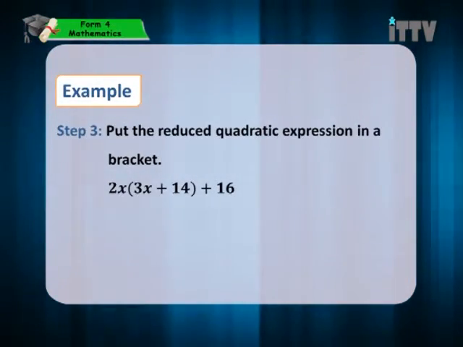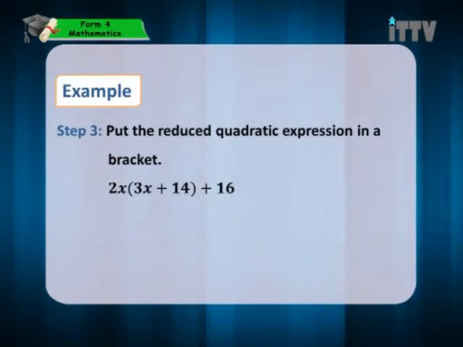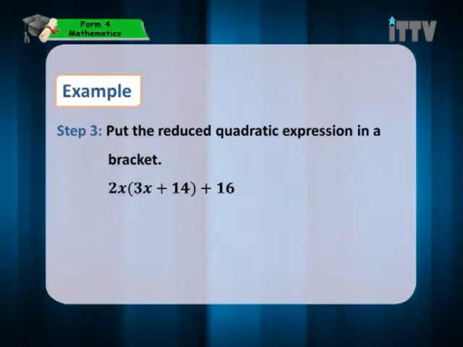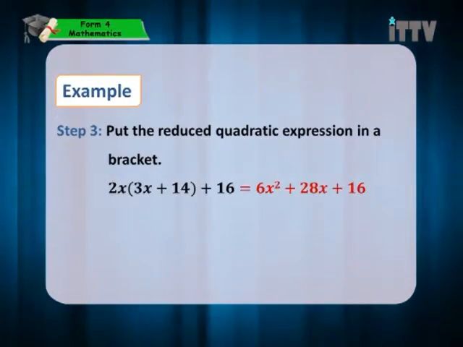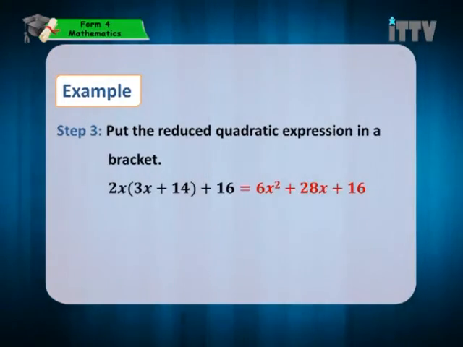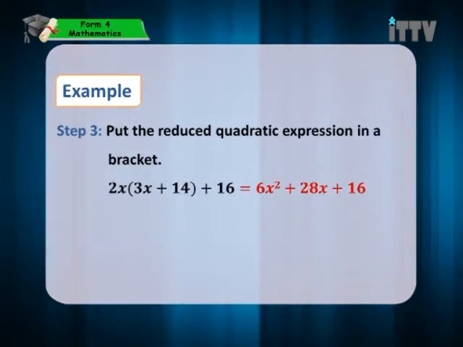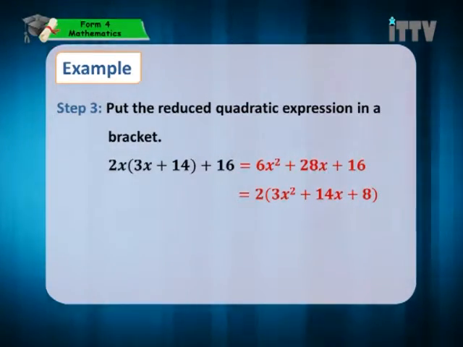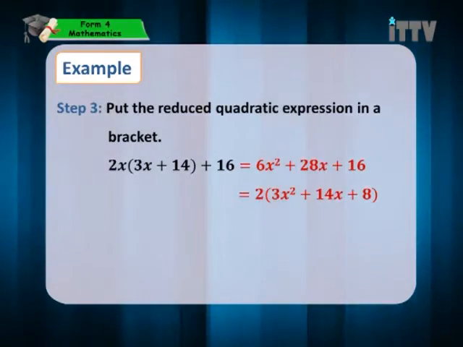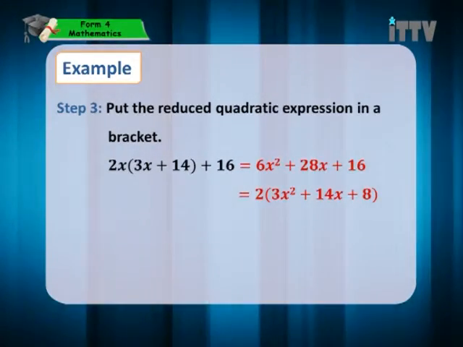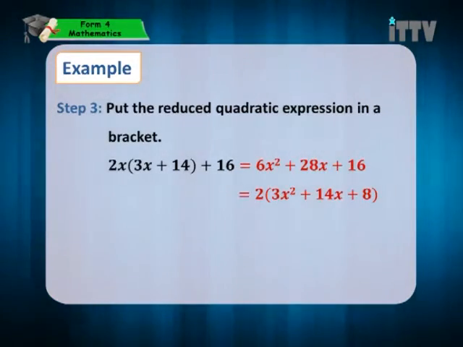Put the reduced quadratic expression in a bracket. So originally we have the expression 2x(3x + 14) + 16, and then it is expanded in step 2 to become 6x² + 28x + 16. Then the common factor 2 is identified and put outside the bracket. So we have the expression 3x² + 14x + 8 inside the bracket.